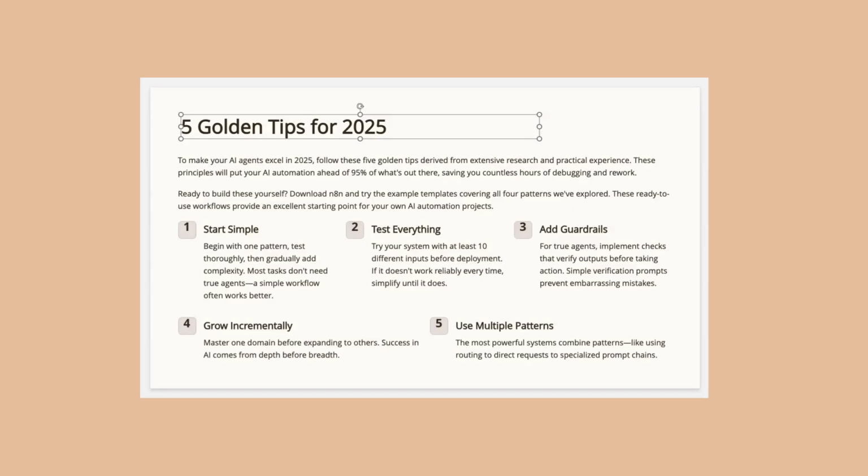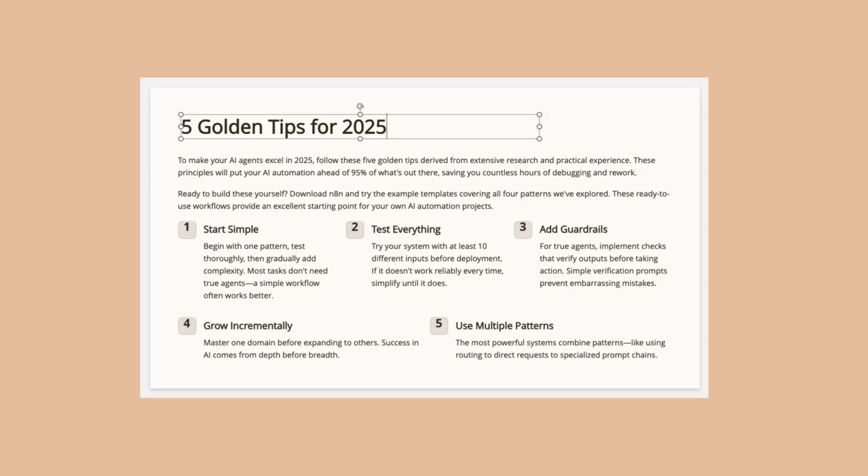And that is only possible at this point using workflows, not agents, because agents are still developing. Sometimes the tools that we connected to the agent don't actually work and the agent gets confused. So it's always better to use a workflow where you can. Test everything and try your system with at least 10 to 20 different inputs before deploying it. Think about all the different scenarios your agent might face and use that to test. Add guardrails. For a true agent, always implement checks that verify output before taking an action. A simple prompt like, is this email safe and appropriate to send, can prevent embarrassing mistakes.